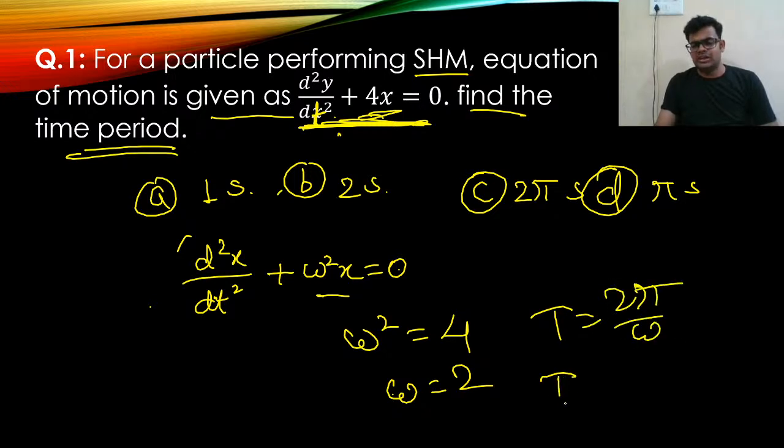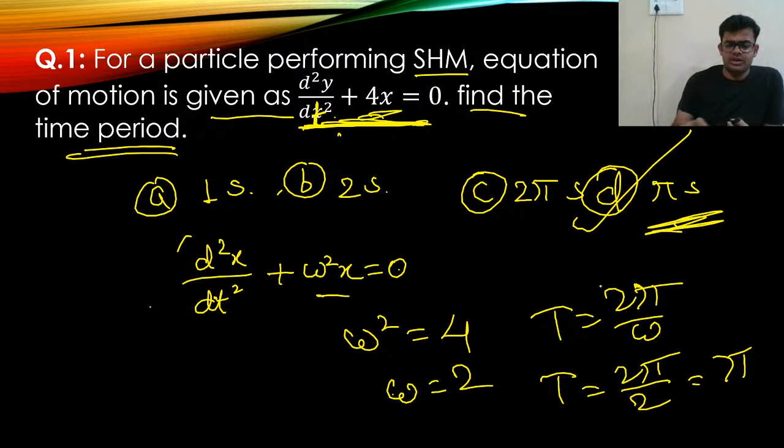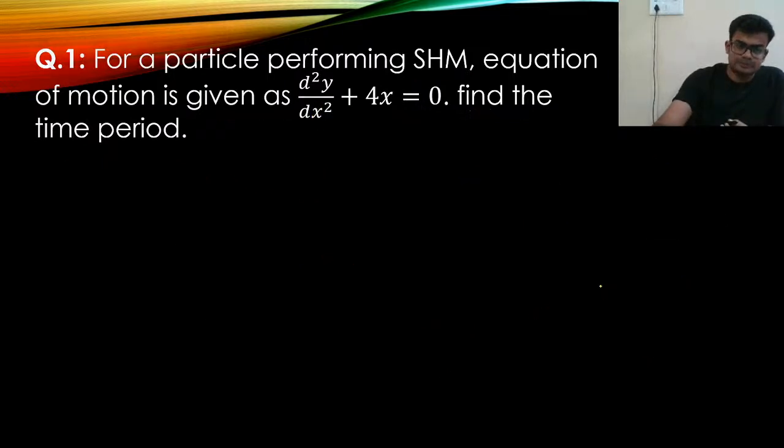So we get T equals 2 pi divided by 2, so I am getting pi seconds. The answer is D, pi. That's all, this is the answer for this question. There are many exciting questions in this lecture, so let us move to the next slide.